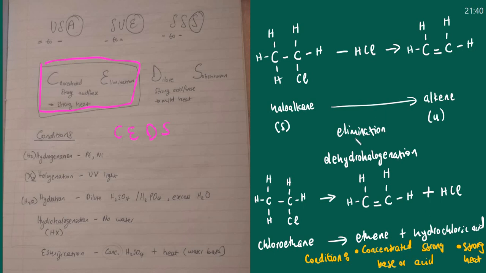You understand me? So usually they can represent it by putting a triangle for heat and then saying concentrated, maybe H2SO4 because it's a strong acid, or sodium hydroxide because it's a strong base. So we are only dealing with strong acids and bases. Okay, that is what is needed. That is just the condition for elimination.